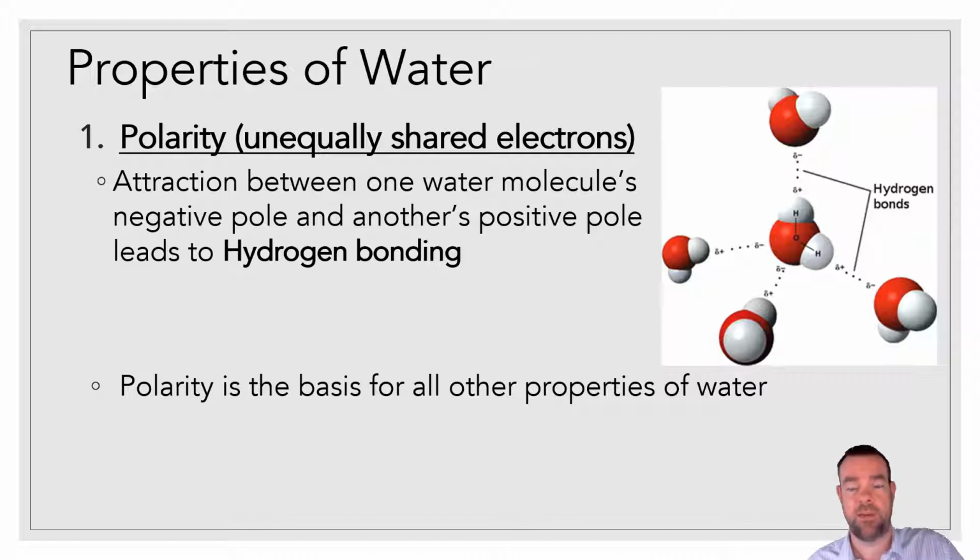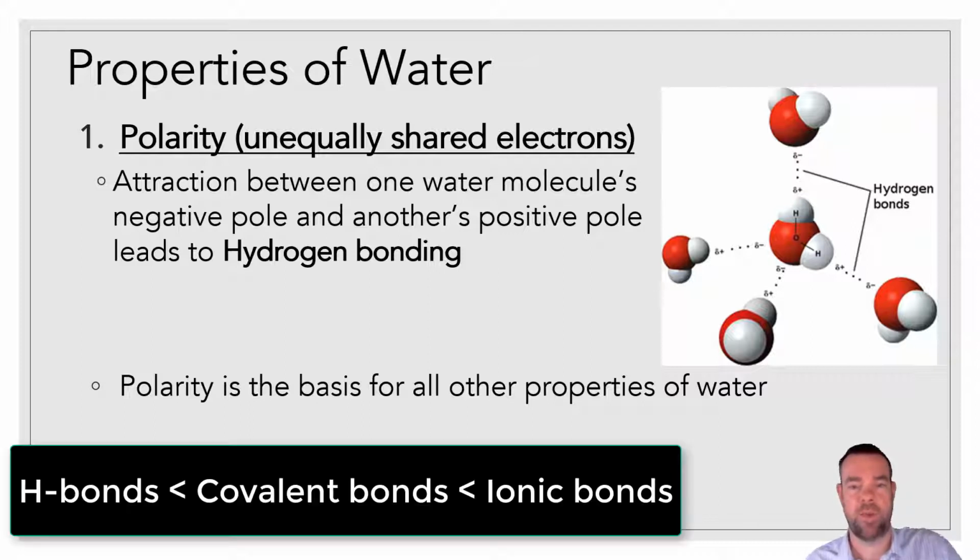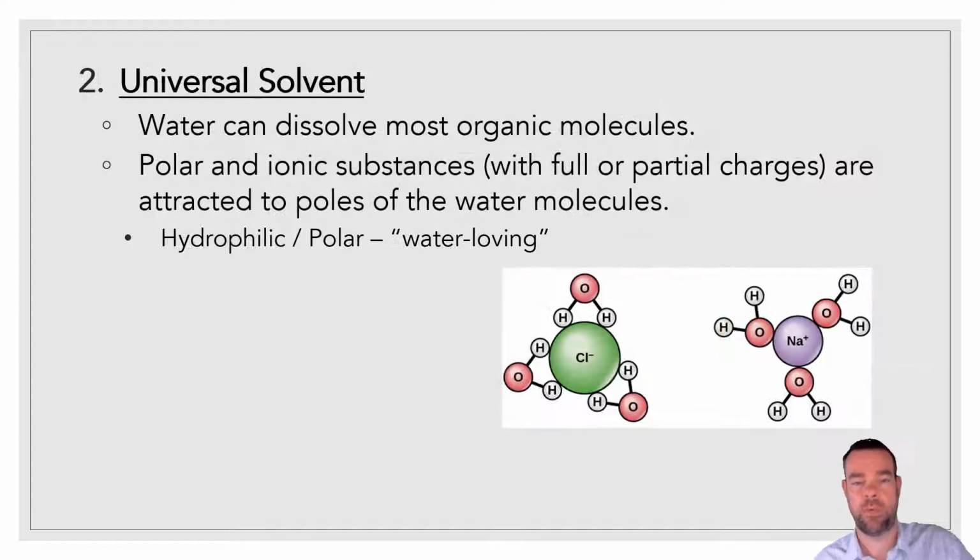Now, a thing to take note of is that those are drawn as dotted lines because they're not truly bonds, not in the sense of like a covalent bond where there's electrons being shared, but there's just a slight attraction there. They're strong, but at the same time they're weak. So that polarity leads to all the other properties of water.